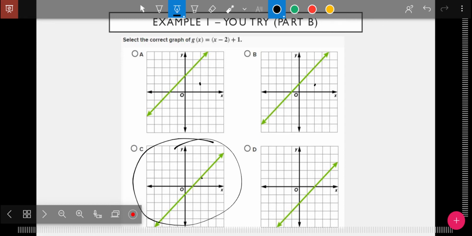Again, the normal parent function would go through 0, 0. And so we're taking that point, 0, 0, and moving it right 2 and up 1. And so now my graph would go through that. And so we're looking for the one where that happens, which in this case was C.